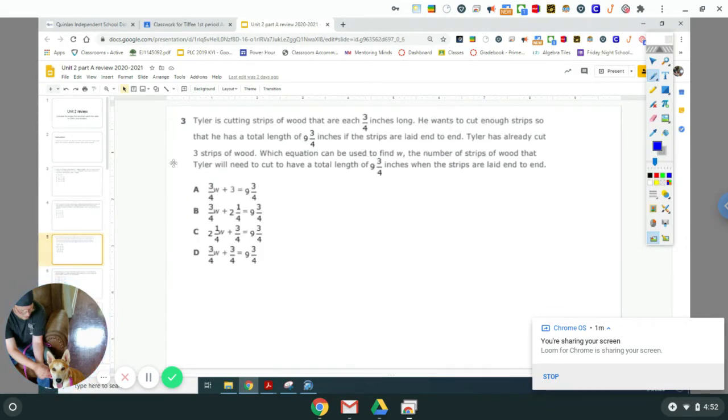Okay, number 3. Tyler is cutting strips of wood that are 3/4 inches long. He wants to cut enough strips so that he has a total of 9 3/4 inches if the strips are laid into N. Tyler has already cut 3 strips of wood. Which equation can be used to find W, the number of strips of wood that Tyler will need to cut to have a total length of 9 3/4 when the strips are laid out into N? So the answer is B. Because that's each wood plus the additional 2 1/4 is equal to 9 3/4.